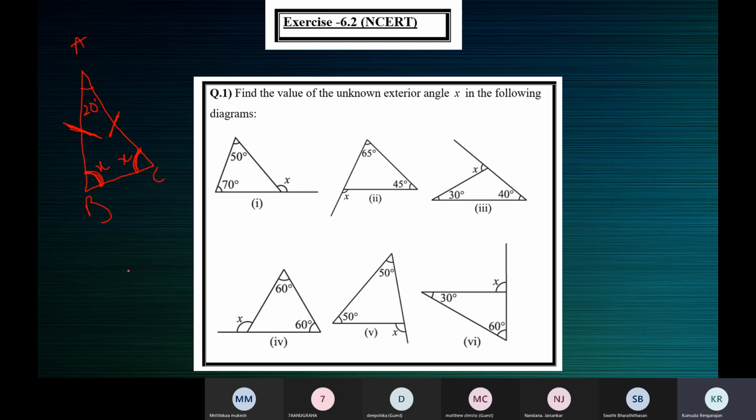Now, Anugraha, what is x plus 20 equal to? Anugraha, what is x plus 20 equal to? Shall I answer? Okay, Nandana.